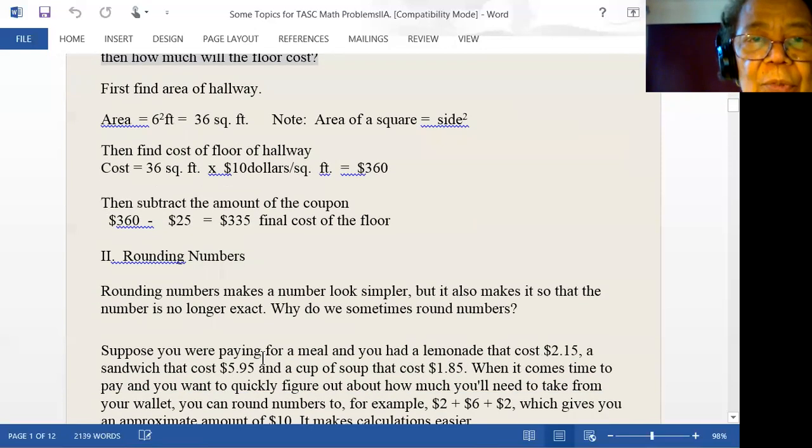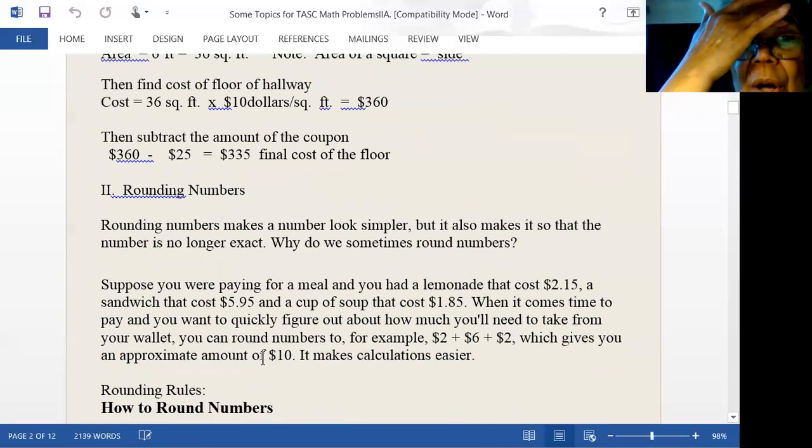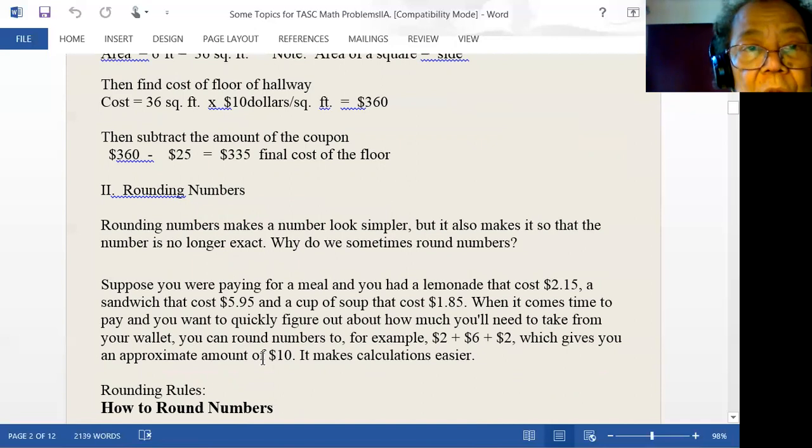Okay, next topic we'll look at, and that was in your quiz 8, is rounding numbers. Now, why do we round? Sometimes we don't need an exact amount, okay? We just need an estimate.